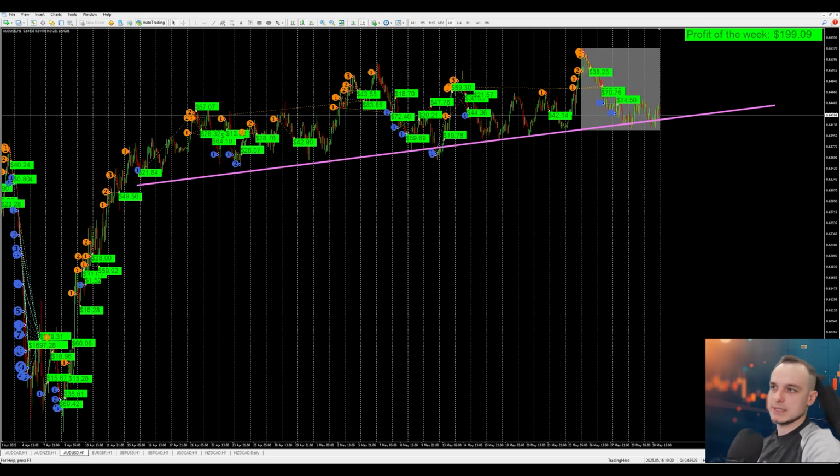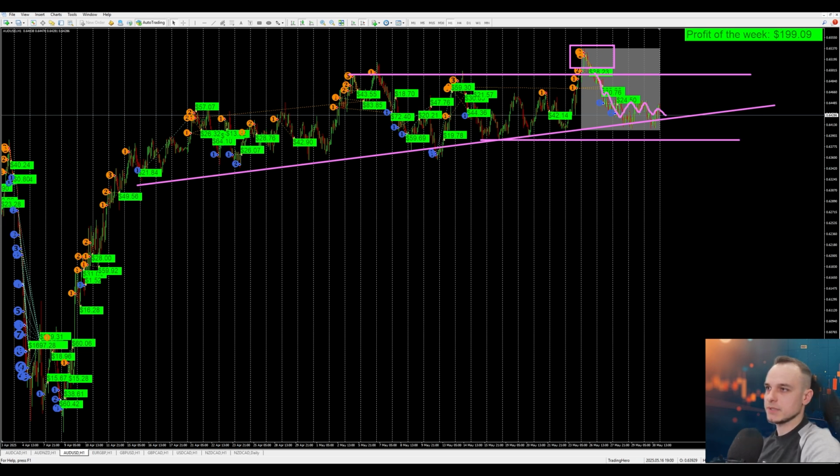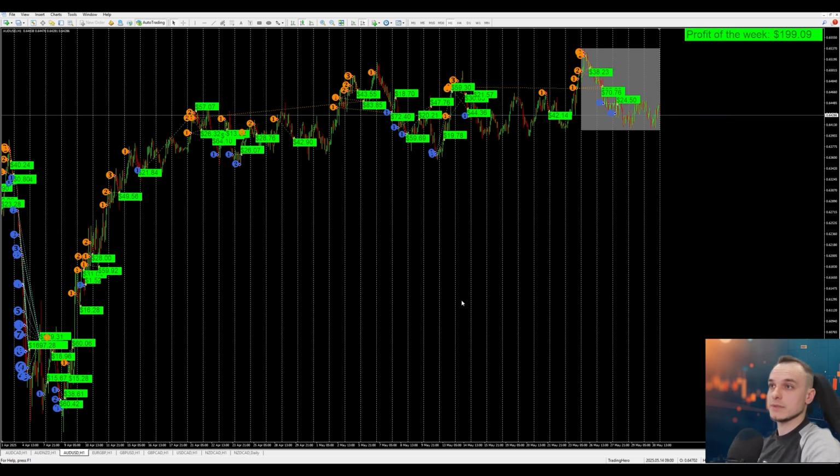It's clearly visible, although that trend seems to have slowed down. We reached a local high late Monday night, but after setting that high, the market began to pull back. This suggests a consolidation phase could take place during the coming week. Currently, there are no open trades on this pair. This week's result, $199 in profit.